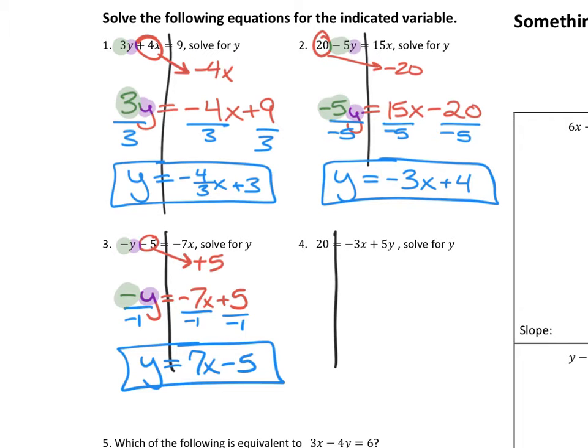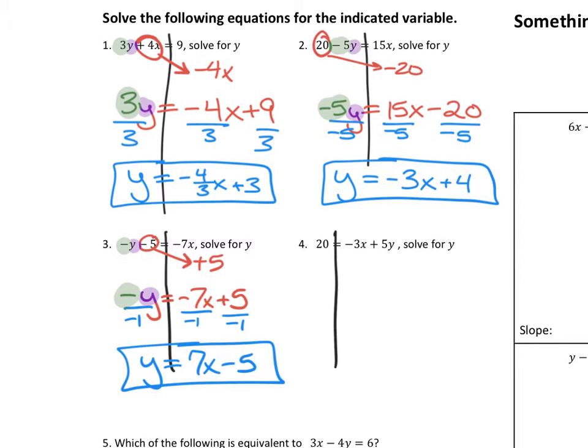Then on the second problem, we identify the y, and we say, all right, this 20 needs to move, and even though it doesn't have an x attached to it, bloop, I can drop it to the other side. Cross a line, change the sign. We'd have negative 5y. Did you keep your negative sign? Awesome. Divide by negative 5 for each term, and we are left with y equal to negative 3x plus 4.